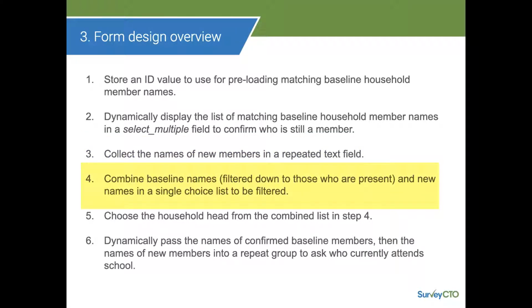The combined list of old and new members are displayed, filtered down to those who are present. This list can be used to make selections. It's also possible to dynamically pass new and old members through the same repeat group to ask the same set of questions of both lists or categories of household member.